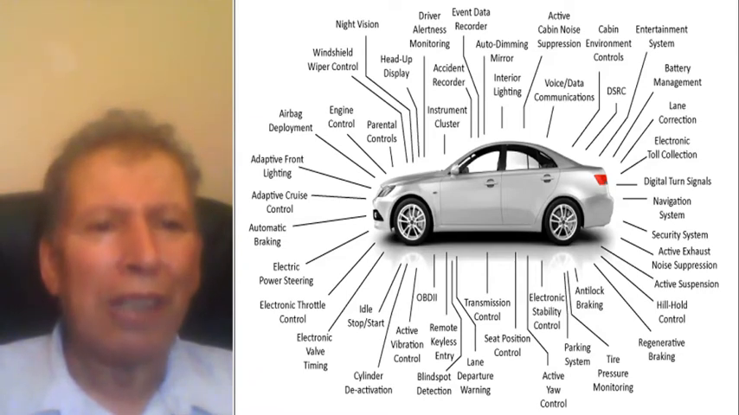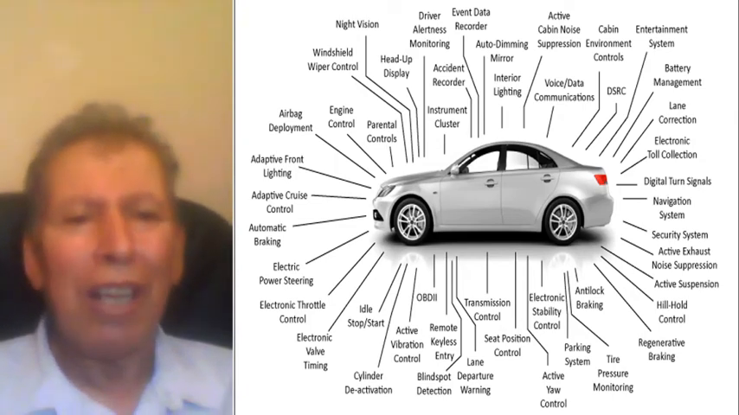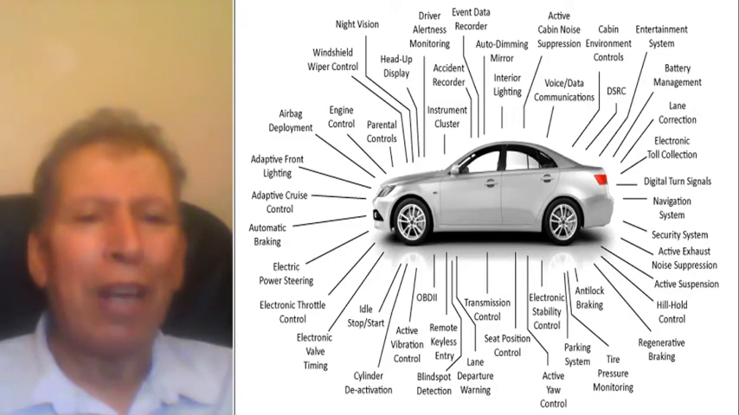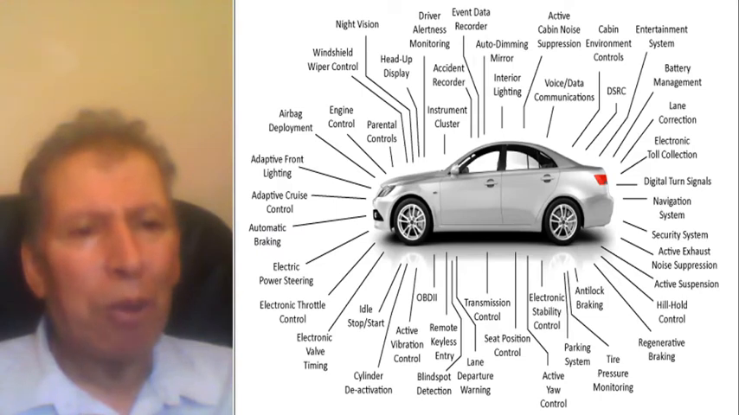Adaptive front lighting. Front lighting should be adapted to the road, to the shape of the road. It can be modified electronically. Adaptive cruise control, probably the speed as well, the speed of the automobile. Automatic braking, yeah, as well. Electric power steering, assisted. Electronic throttle control. Electronic valve timing. Again, that's electronic as well.